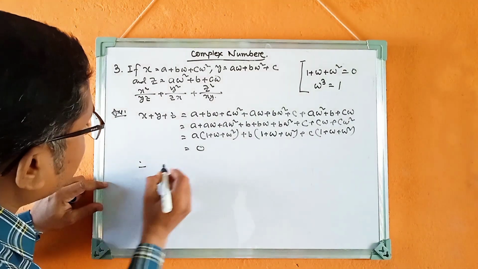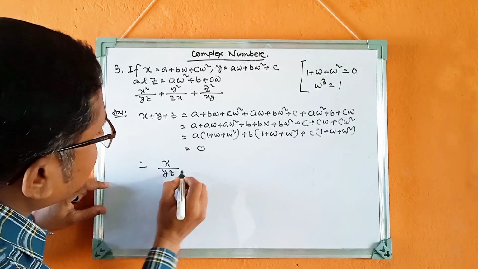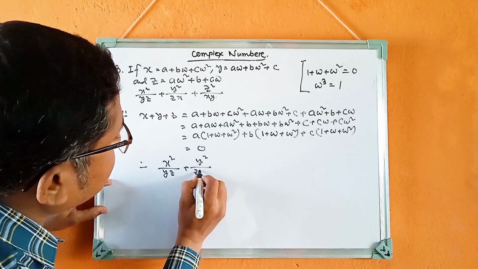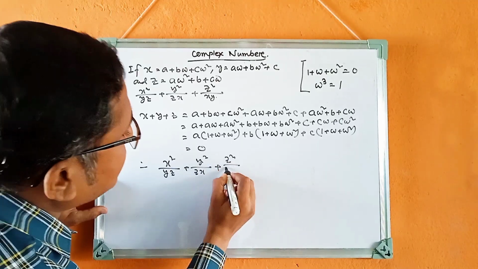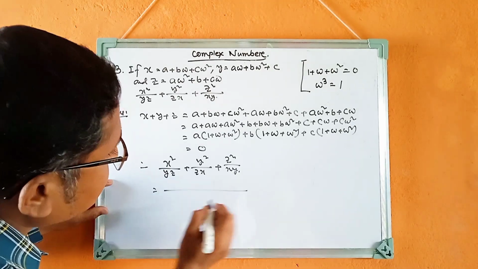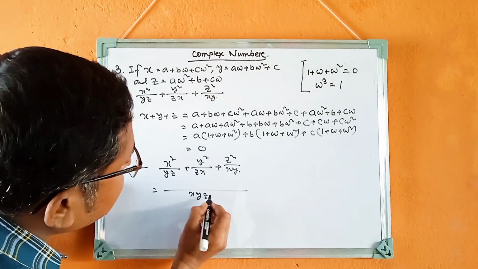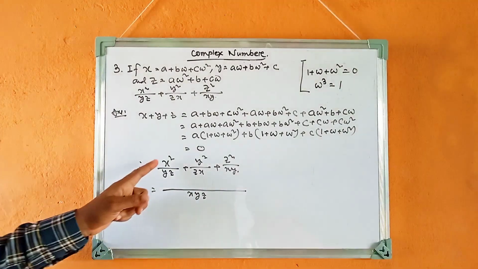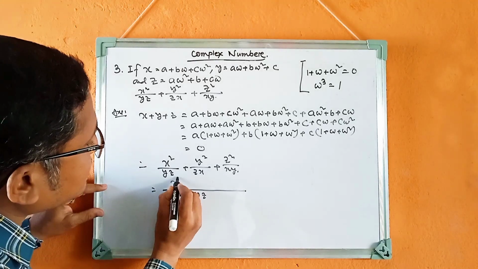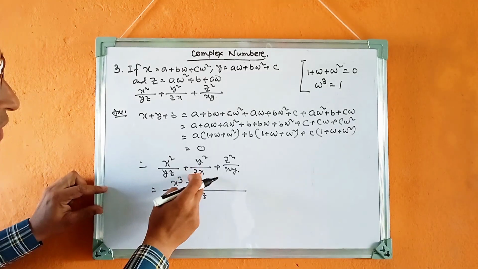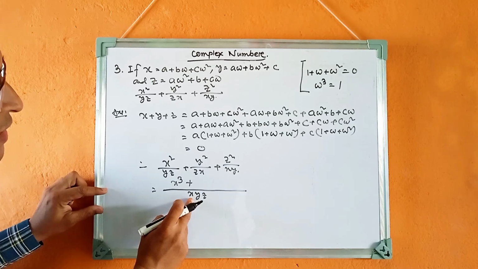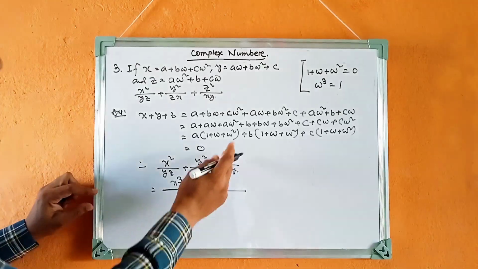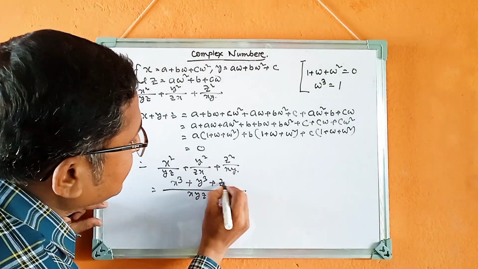Now see, therefore, x square divided by yz plus y square divided by zx plus z square divided by xy. Okay, now do the LCM. LCM is xyz. This is the LCM of three terms. So here is x square into x, that is x cube, plus here is zx, so comparing this we get y. So multiply with y, y square into y, that is y cube. And here again multiply with z, that is z cube.